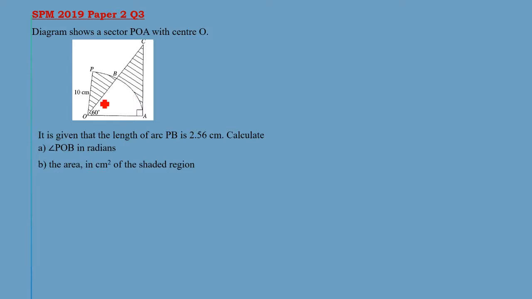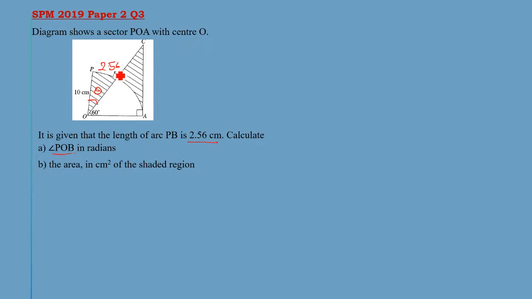Okay, so what we are given here is the length of PB. So this length is 2.56. This is a sector, POA is a sector. So the length PB is the arc, 2.56 is given. They ask you to find the angle POB. So this angle, let's say I call it theta.